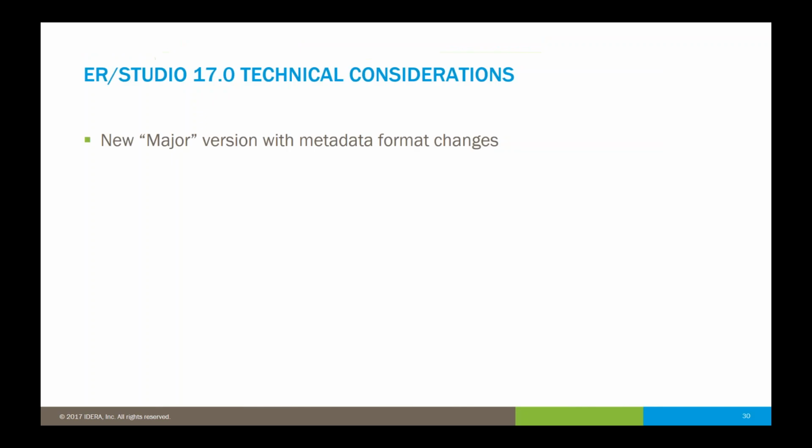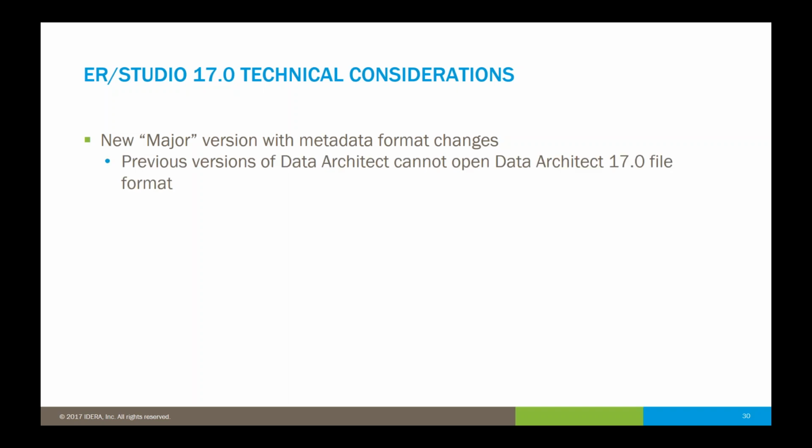Just a couple of things to wrap up here. The technical considerations for this release. 17.0 is a new major version release, which means, because of all the new BPMN2 constructs in particular, we have metadata format changes. All of those new things we've introduced get stored in our repository and in our model formats. So of course, the metadata format has changed for 17.0 versus the previous versions as well. What that means is you can't expect to take a previous version of Data Architect and open up a Data Architect 17.0 file, which is the way we've always worked on major releases.